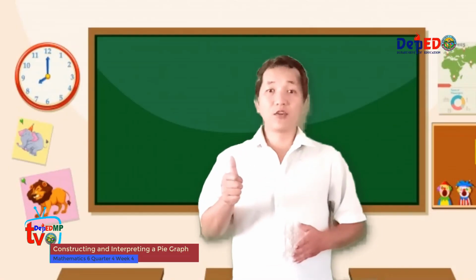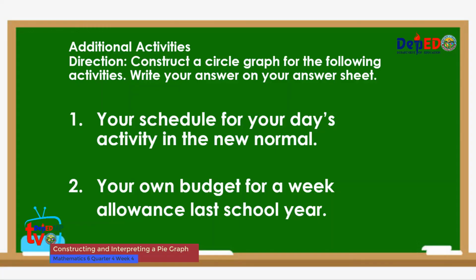Very good job, already finished your assessment. I hope you got a very high score. You are now at the last part of the lesson. You are now in additional activities. Listen carefully to the direction. Construct a circle graph for the following activities. Write your answer on your answer sheet. Number 1, your schedule for your day's activity in the new normal. Number 2, your own budget for a week allowance last school year.